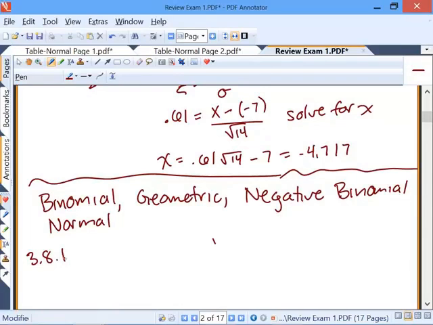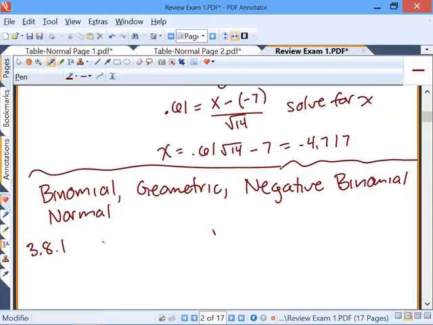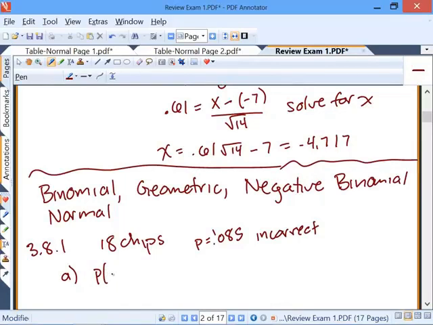3.8.1. An integrated circuit manufacturer produces wafers that contain 18 chips. Each chip has a probability of 0.085 of not being correct. For part A, find the probability that a wafer contains at least 3 incorrectly placed chips. So, the probability that X is greater than or equal to 3.